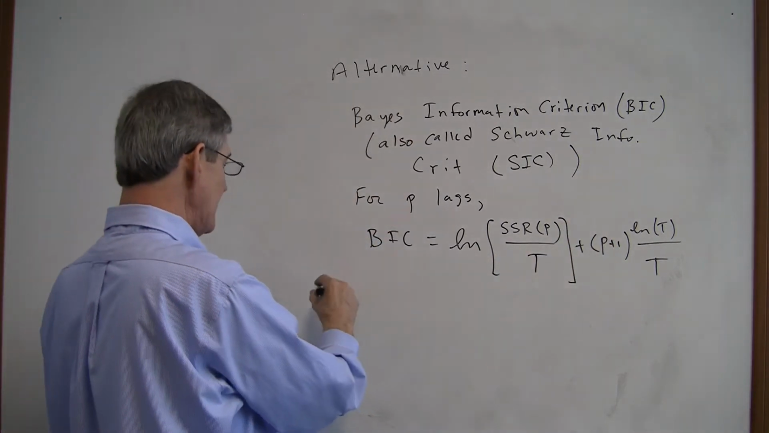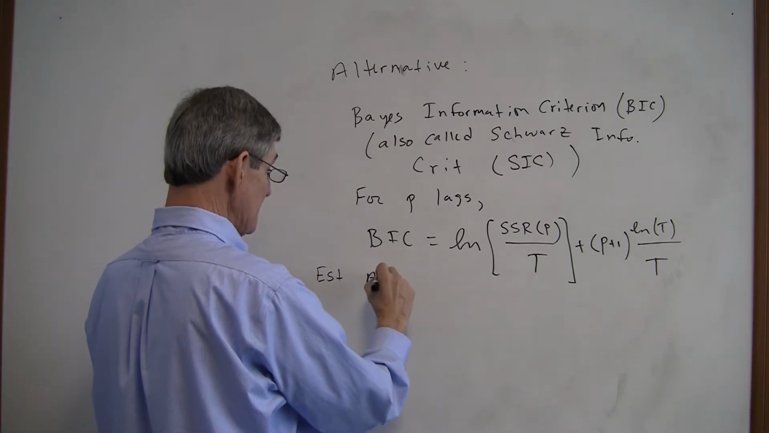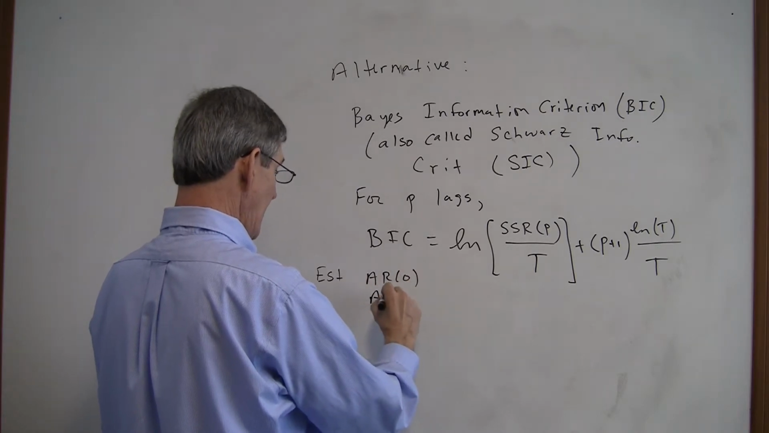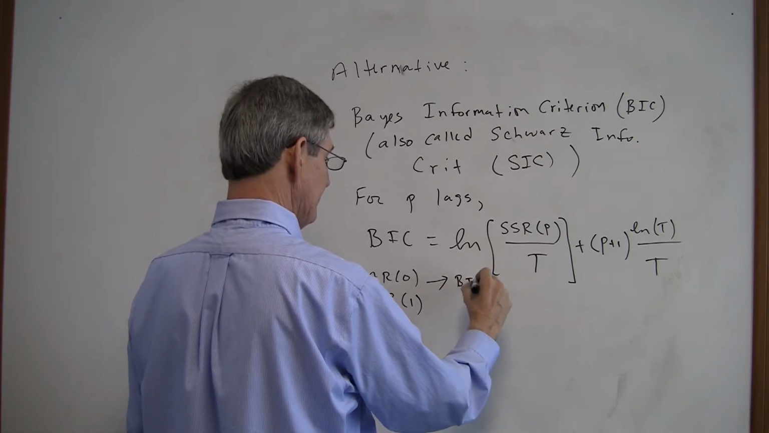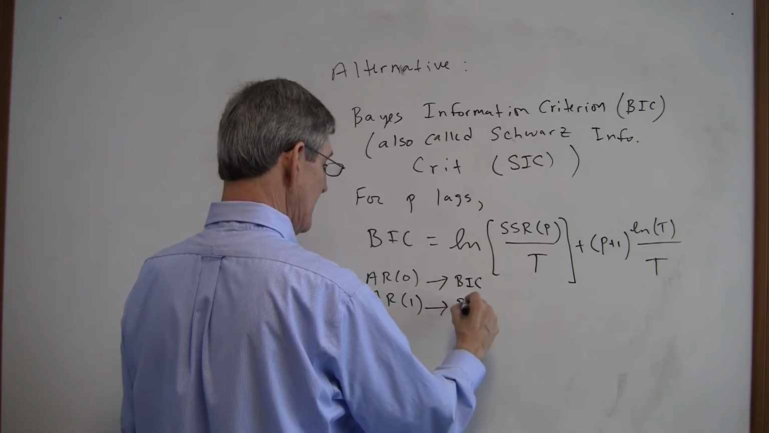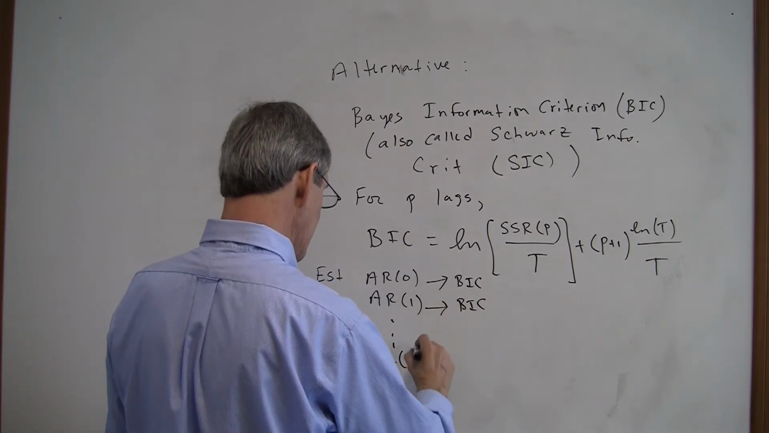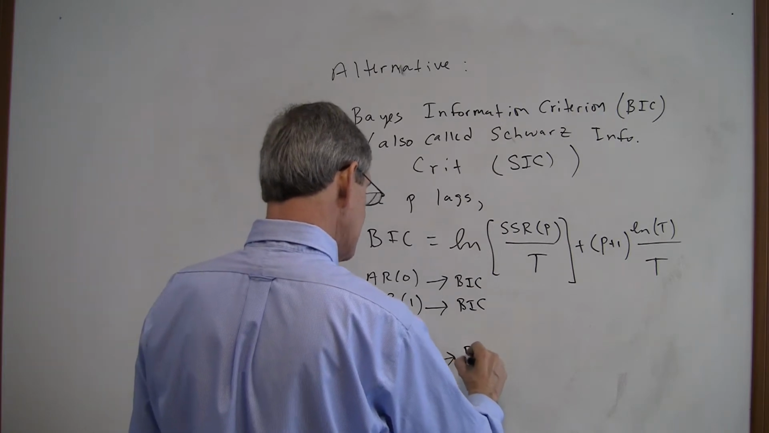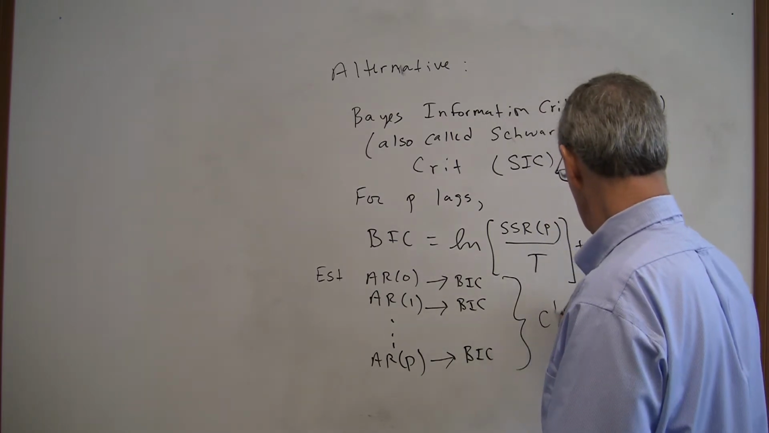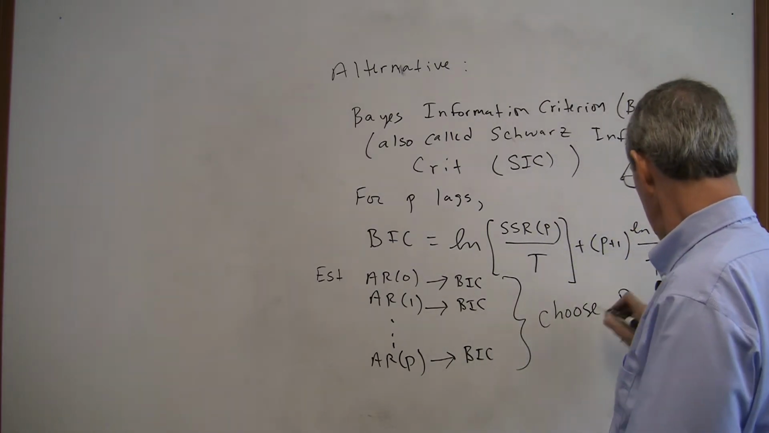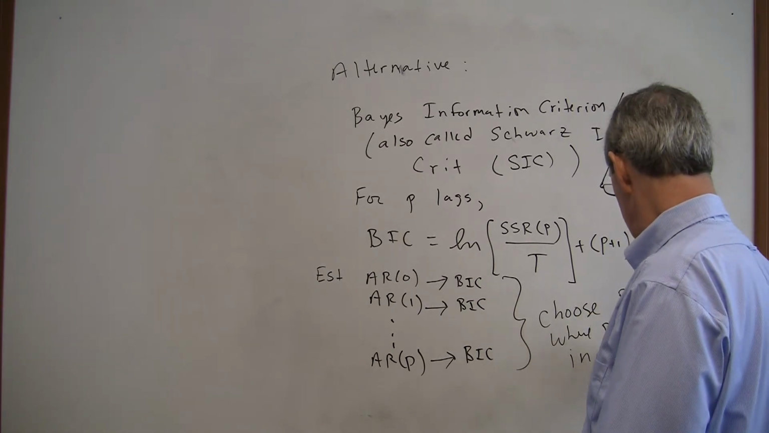So what you would do with the BIC is you'd estimate an AR(0) first, calculate the BIC, then an AR(1), calculate the BIC. All the way down to the AR(p), where p is chosen generously. Calculate the BIC. Then you'll choose the p where BIC is minimum.